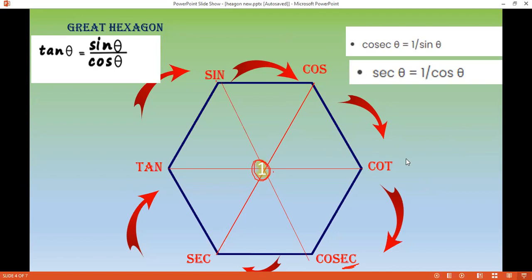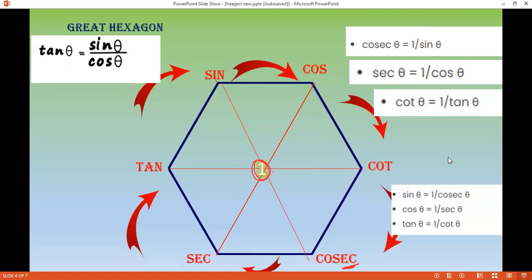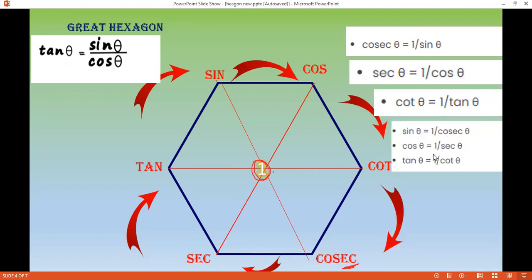Similarly, can you guess the other one? Cot theta is equal to 1 upon tan theta, or tan theta is equal to 1 upon cot theta. Like this, we observed in reverse manner the reciprocals of these. Like this we got all the reciprocal identities.